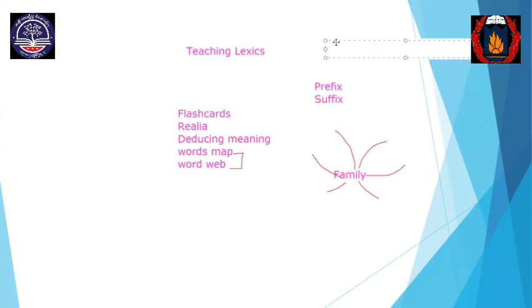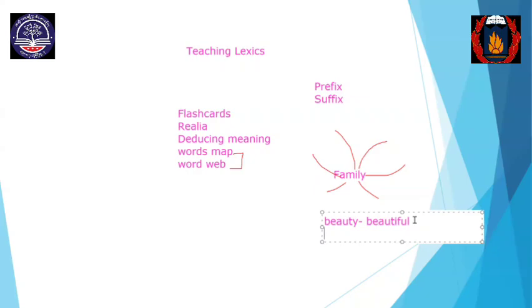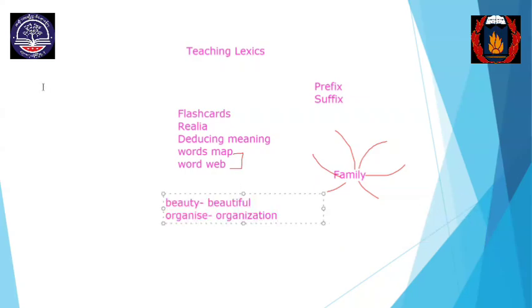Give one word and use prefix and suffix. For example, beauty: it became beautiful. Full is a suffix, or we can teach like that. For the adult learner we say organise is organised, so they can say organisation, organization. Like that we can teach them prefix and suffix.